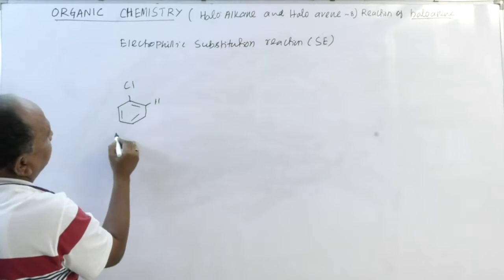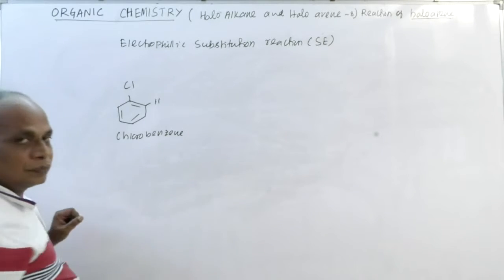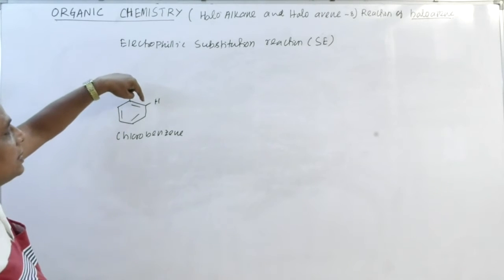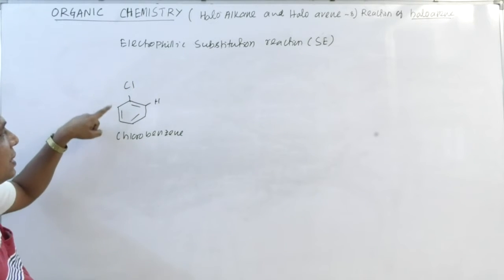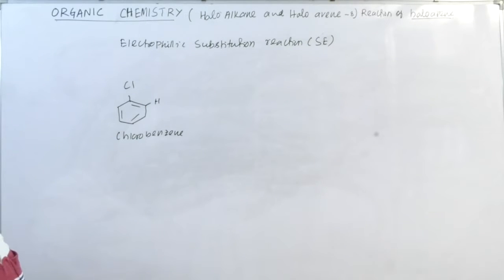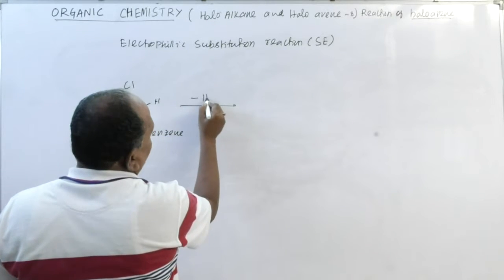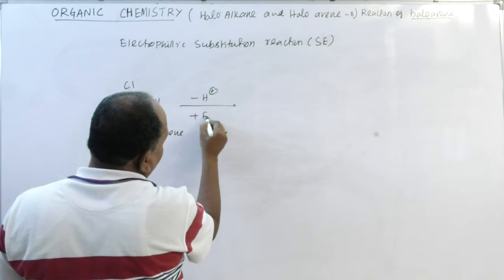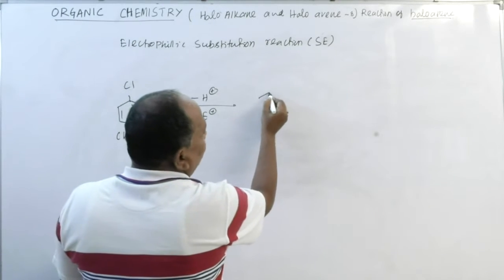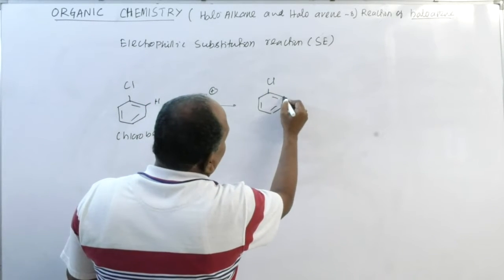this is your chlorobenzene. Now any hydrogen atom here, this is CH, this is CH, this is CH, this is CH, this is CH. And this hydrogen atom gets substituted by an electrophile, that is, minus H plus ion, substituted by an electrophile. It gives the electrophilic substitution product.